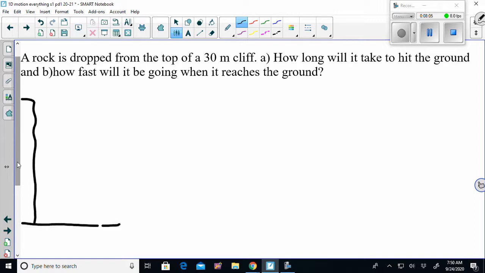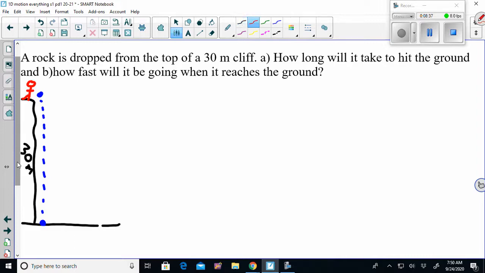There's my cliff. There's a person standing on top of the cliff. And here's a rock that they are dropping. So the rock's going to fall, going to hit the ground. I know the cliff is 30 meters high. And that's all I got. That's all the information I have in the problem.